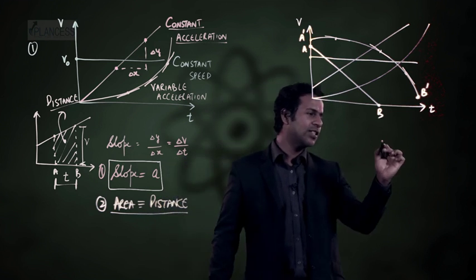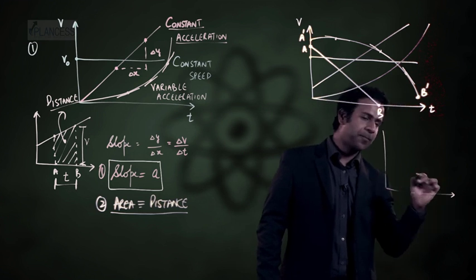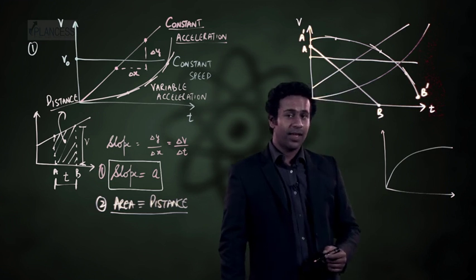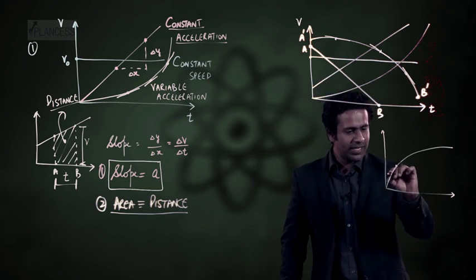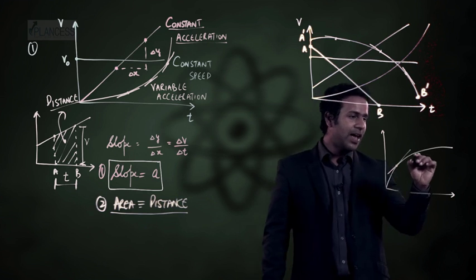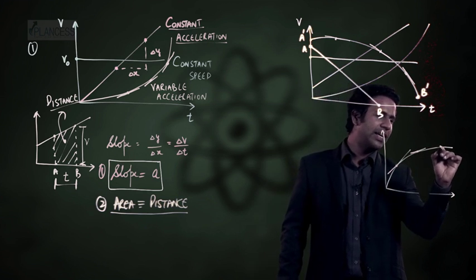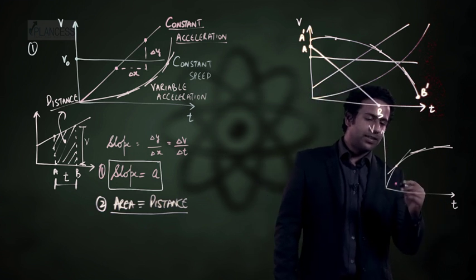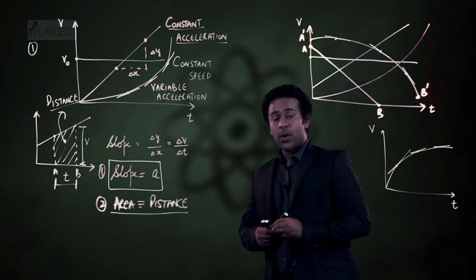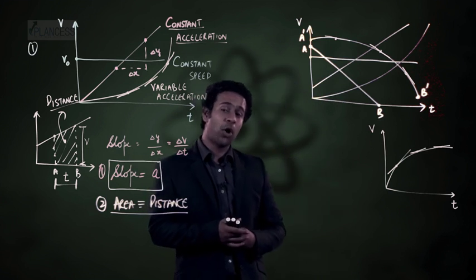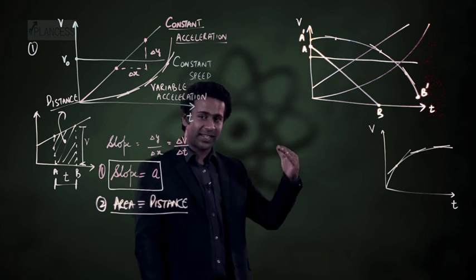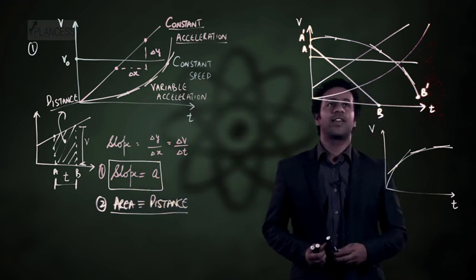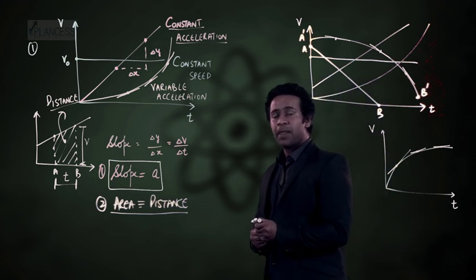To look for a case where acceleration is decreasing, it would look something like this. In this case, you can see that initially the slope is high. As you move forward, the slope keeps decreasing. So if this was a velocity time graph, this curve shows a situation where the acceleration is positive but its magnitude is continuously decreasing. Right. So these are some of the cases which helped us understand different curves.